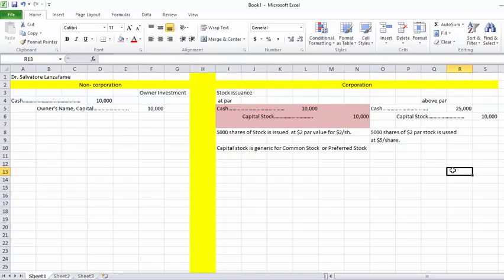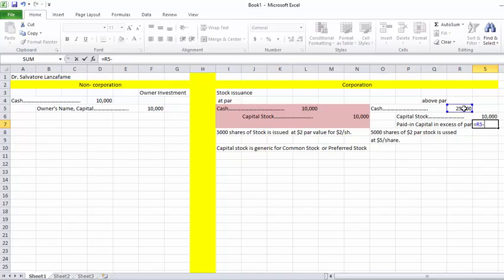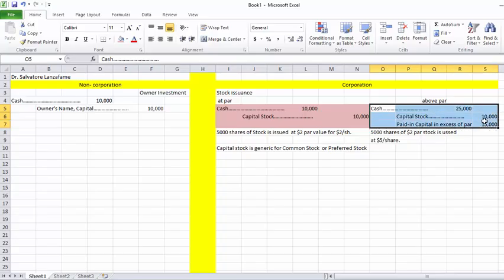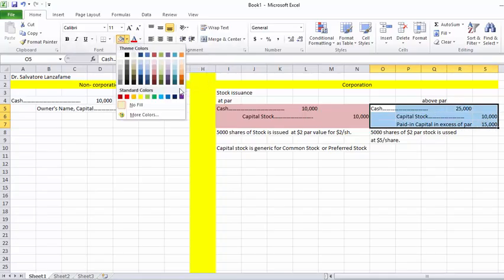So whenever you issue stock above par, we need some help. And they created an account called paid in capital in excess of par. And basically you would put the difference between the cash of 25,000 and the par of 10,000. So we would go 25 minus the 10, and we have $15,000. That's what the journal entry would look like if we issued the stock above par.